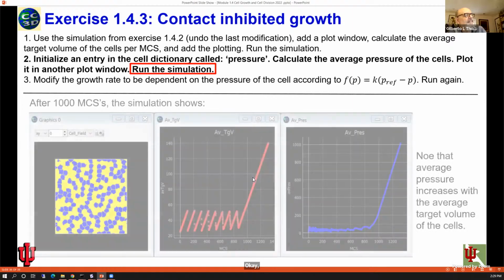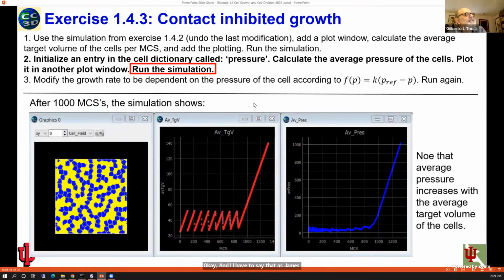I have to say that, as James pointed out, the way we implement the pressure is already included in CompuCell, but I was doing it as an exercise. Pressure is now reached by using cell.pressure. The same way you write cell.volume or cell.targetVolume, or any cell property, you can use cell.pressure to calculate the instantaneous pressure of the particular cell you want to know. Okay.